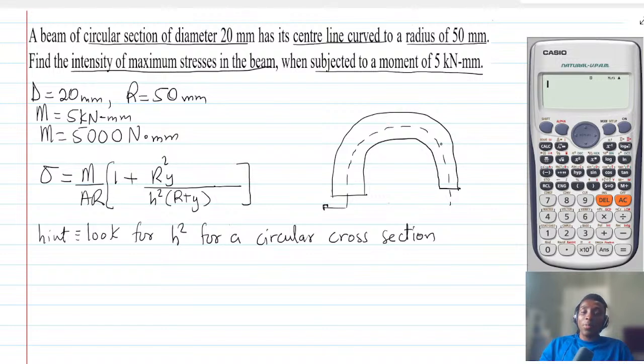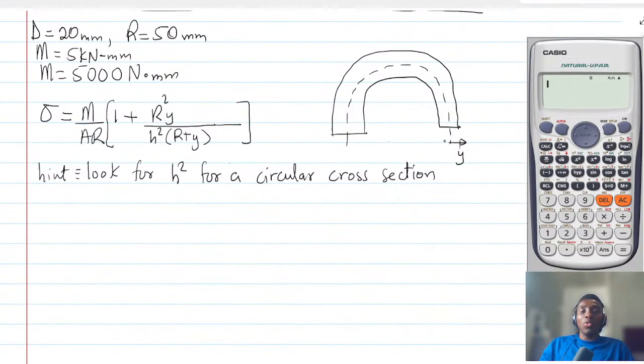So let me bring it here. There is always y. Now the whole idea here is, for now I'm not going to do the whole thing again. If it is compression, it is negative. If it is tension, it is positive. That's all. So all I'm trying to say is that the fiber distance is y, which is what?